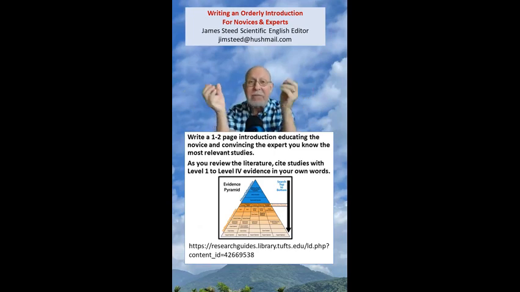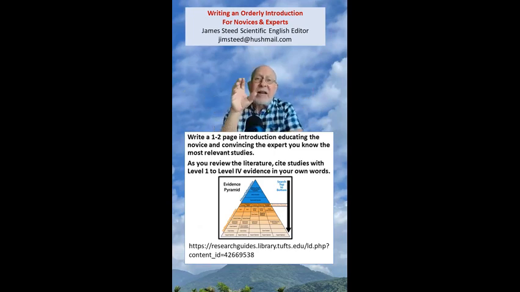I edit mostly medicine. So when you collect that information, you usually have to do a literature review. As you review the literature, you need to choose studies or cite studies with level 1 to level 4 evidence. Level 1 is the best evidence, the most believable evidence. Level 4 gets less and less believable. And you cite these in your own words.